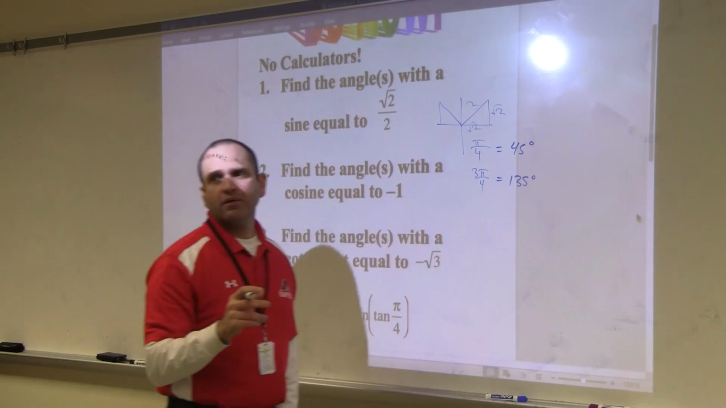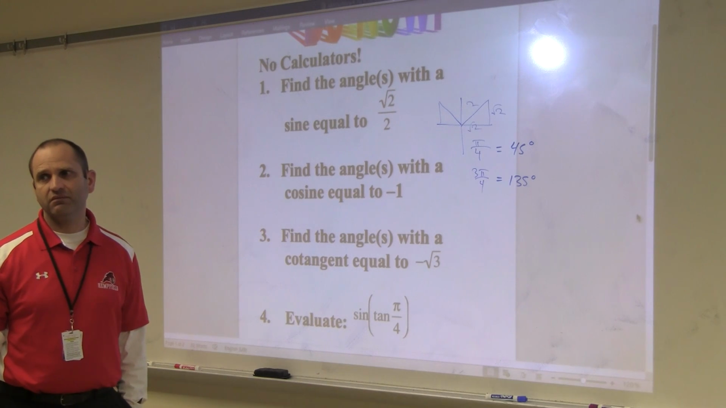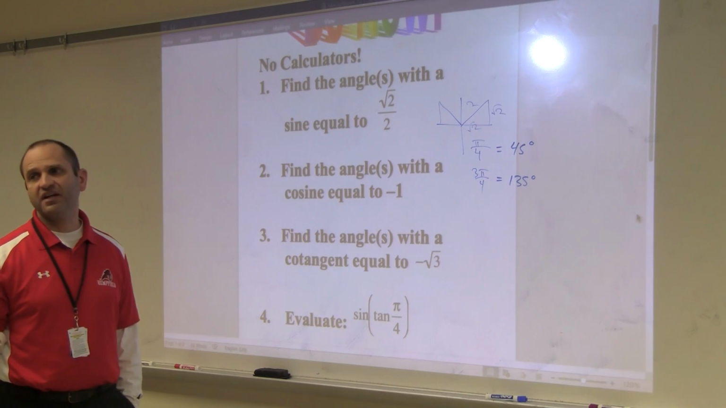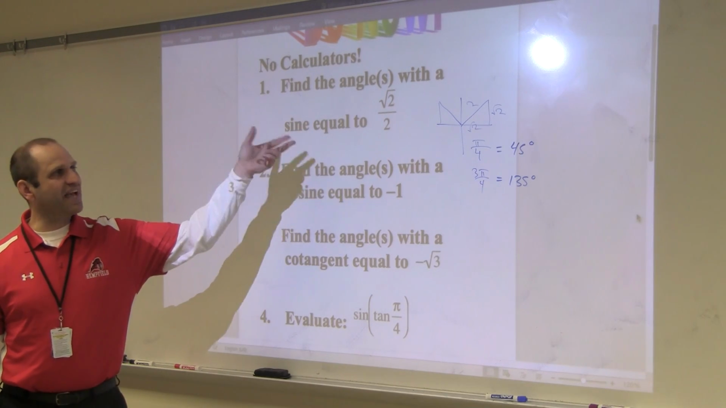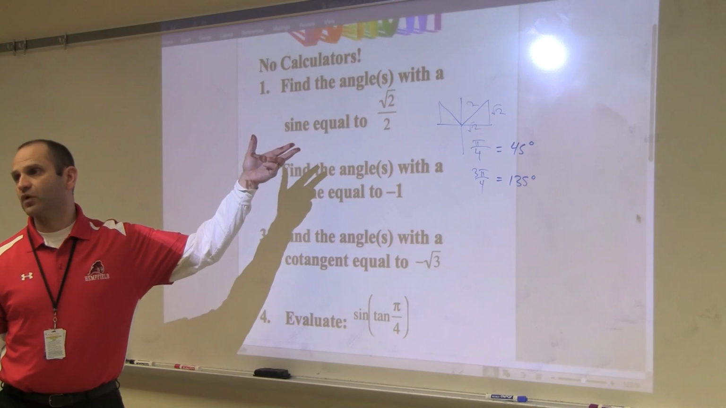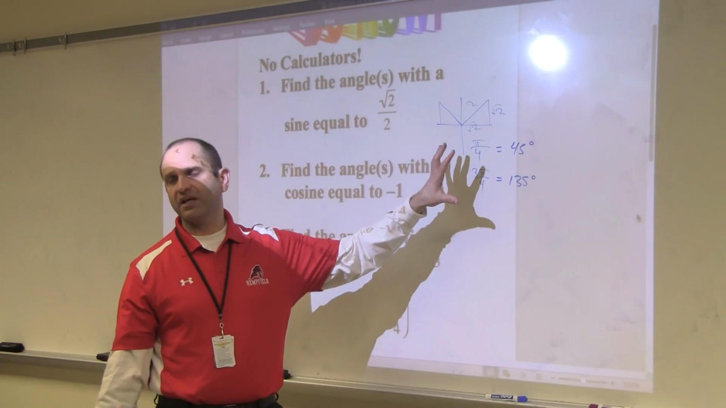And then negative? No, because if it's negative 45 degrees, that would have a negative sine ratio, not a positive sine ratio. Oh, okay. So we have to stay in quadrants 1 and 2. Okay. Chris? Yes, we need to get all the coterminal angles with these, right?